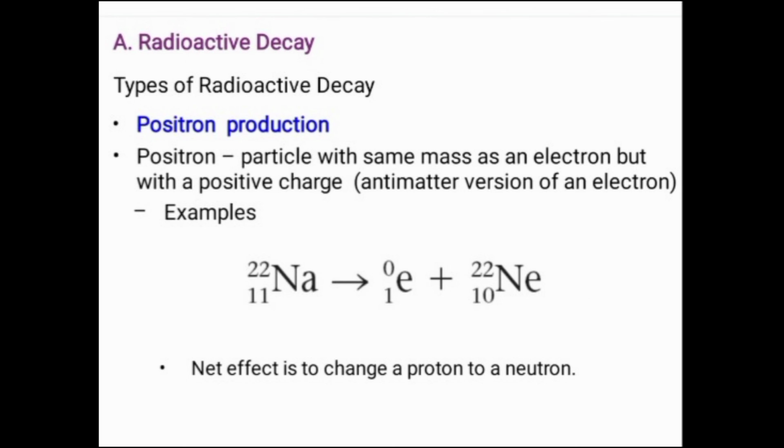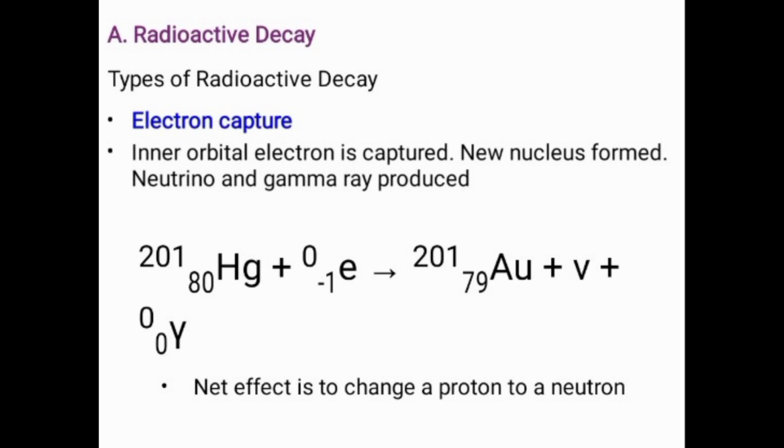Next is positron production. A positron is a particle with the same mass as an electron but with a positive charge. So this is the example. Net effect is to change a proton to a neutron. Next is electron capture. An inner orbital electron is captured. A new nucleus is formed, and a neutrino and gamma ray are produced. Net effect is to change a proton to a neutron.